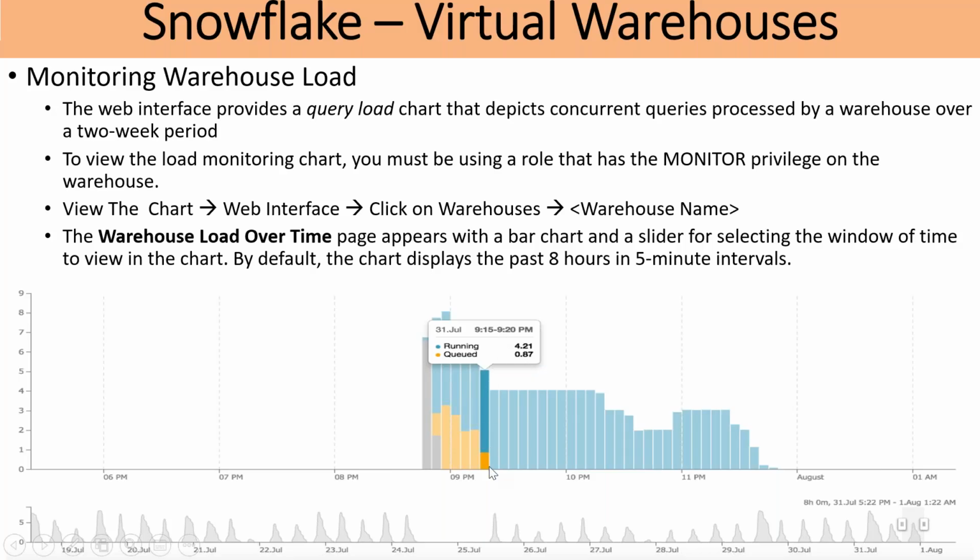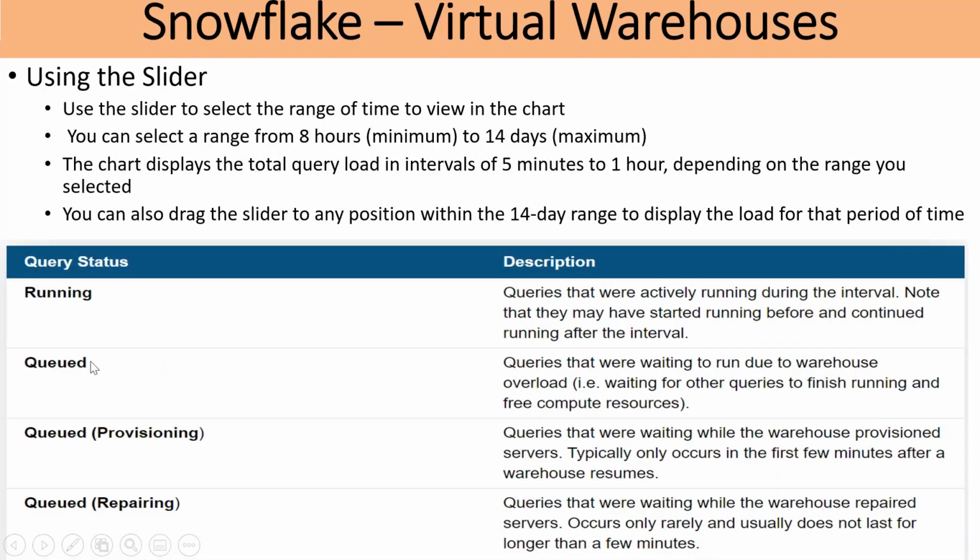This load is important. If you look at it, you have some colors here. If it's queued, you will see an orange one. Green, running. So these are the statuses: running, queued, queued provisioning, queued repairing. Running means the queries are being run on the virtual warehouse. If there is any queuing happening on that particular warehouse, then it's queued. Queued provisioning means you have submitted a query and the virtual warehouse is starting. I never saw these two statuses, but I've seen these two.